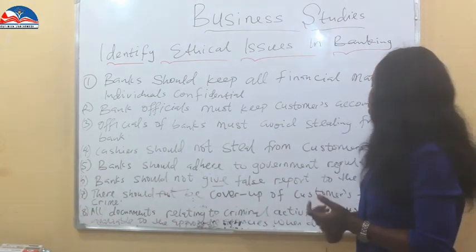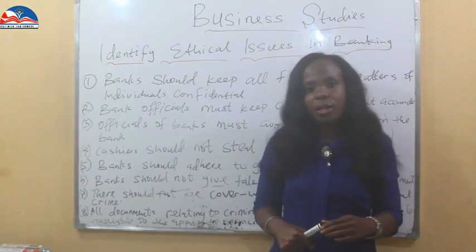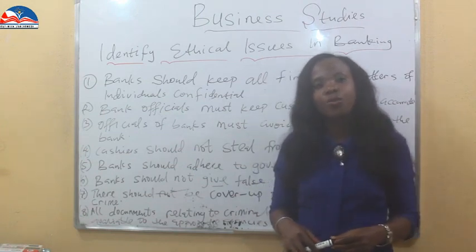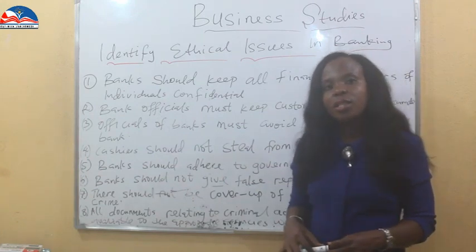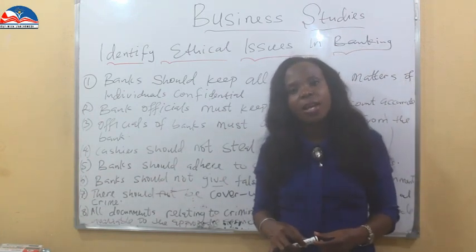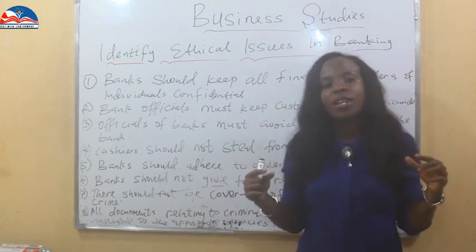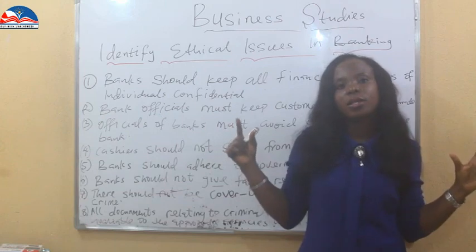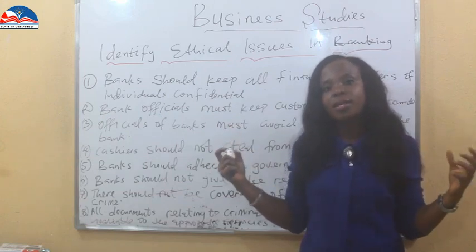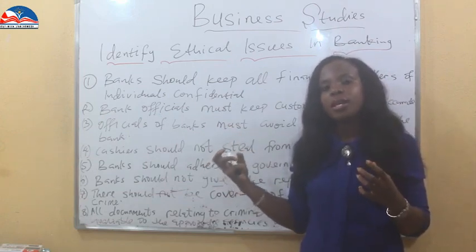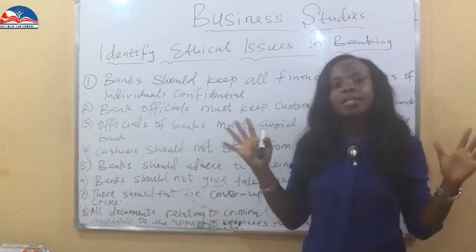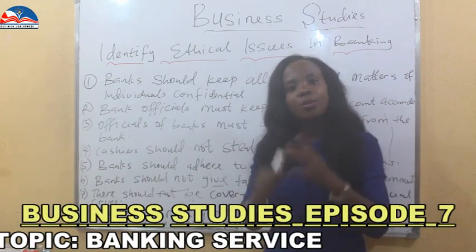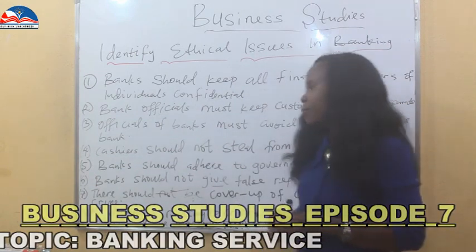Banks should not give false reports to the government in cases of transactions, in cases of an individual's financial status, in cases of any information that requires the financial statement of an individual. They should not give a misleading or false statement of a customer's financial status. They should come out clear as it is and give the government a clear picture. They should be transparent while dealing with the government.